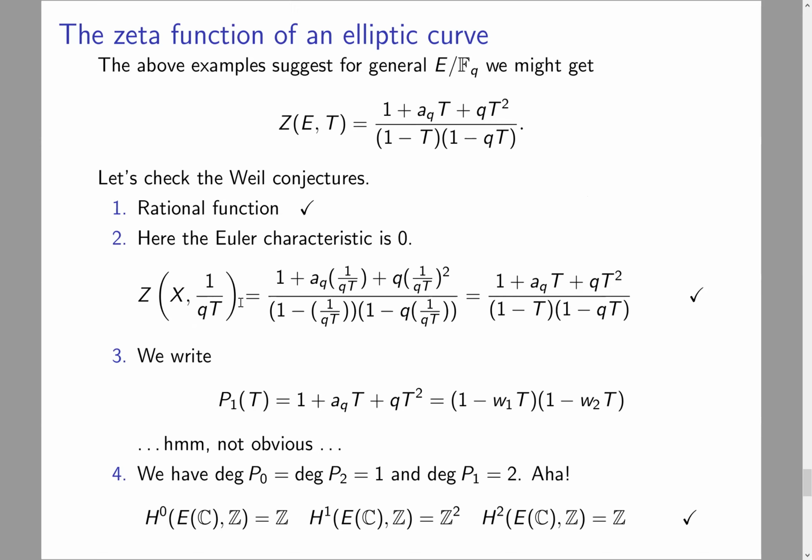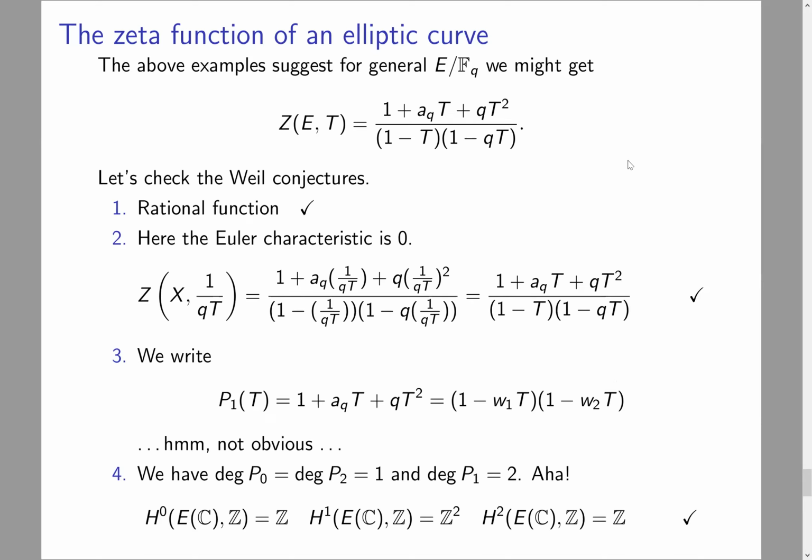So I plug in 1 over qt. I haven't done out all the algebra for you, but just multiply through by qt everywhere. You'll get a q squared in the numerator and denominator canceling out, and you will get exactly the same thing back. So it's equal to this. There is no correction term in the functional equation. It is just equal to this, which is what we expect in the Euler characteristic 0 case.